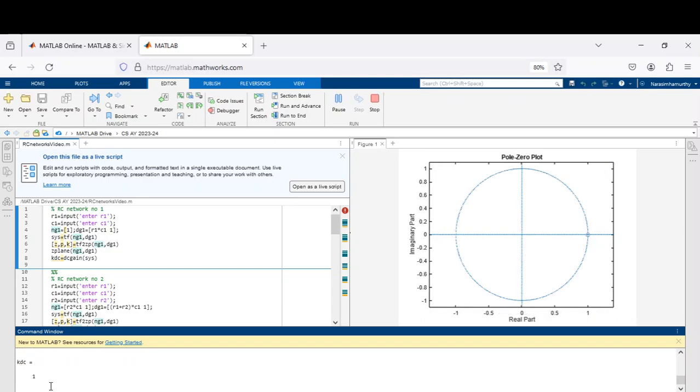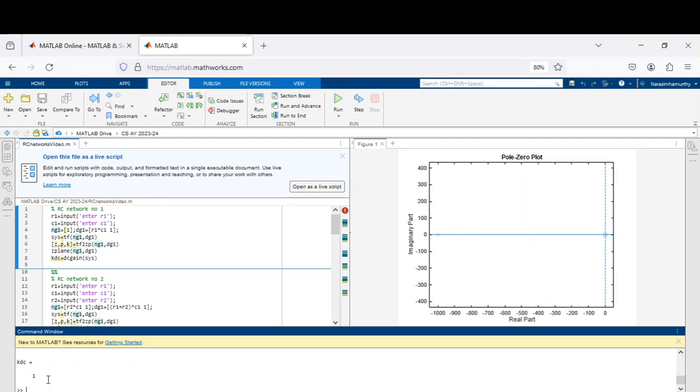Just a minute, let me run this. Okay, now let me run again. Now it is asking for the value, so let me give it this for the first circuit. C is 1E-6, which is 1 micro, and if you see this, the DC gain is 1.